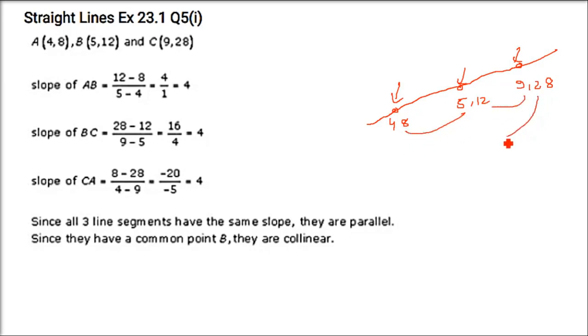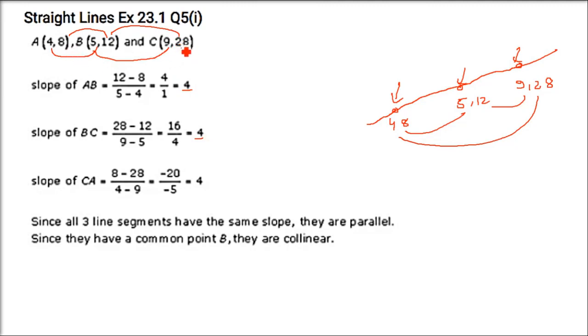So we'll take A(4, 8), B(5, 12), C(9, 28), and we'll try to find out whether we get the slopes as equal. So we'll take A and B: 4, 8 and 5, 12. 12 minus 8 by 5 minus 4, you're going to get 4. Then B and C: 28 minus 12 divided by 9 minus 5, and that is going to be 16 by 4, which is 4.